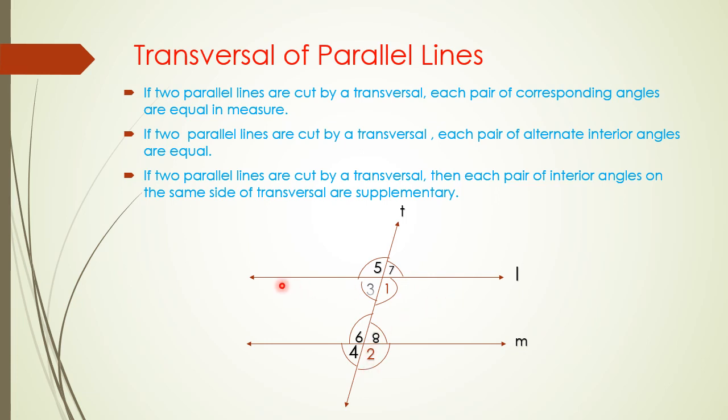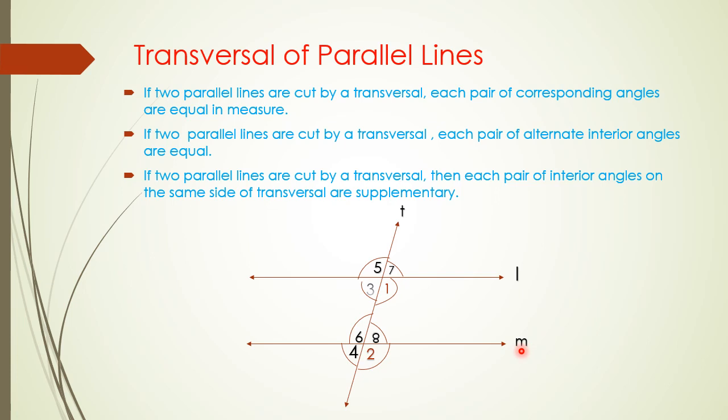Here we have two parallel lines, L and M. Even if we extend the two lines L and M, they will never intersect. That is why we say L and M are parallel lines. And T is the transversal here. The line T cuts line L at this point and M at another point. So T is here the transversal of the parallel lines L and M.